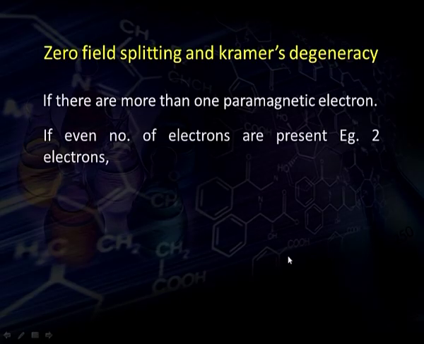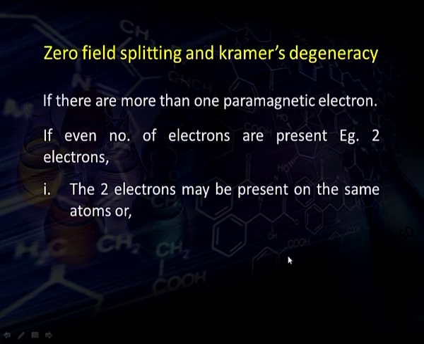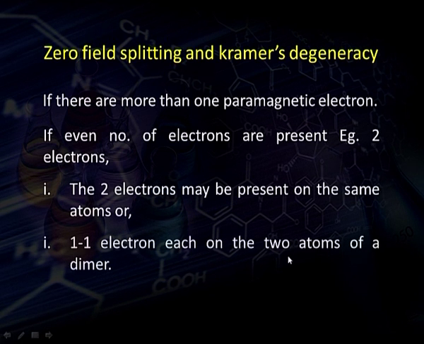We also have a term called Kramer's degeneracy or zero field splitting. Up till now we were studying the interaction of the electron with the proton. But what will happen if there is more than one paramagnetic electron, that is, more than one unpaired electron? The electron will interact with another electron also. So, in this case, if we have an even number of electrons, suppose 2 electrons are present, the 2 electrons may be present on the same atom, or one electron each will be present on 2 atoms of a dimer.